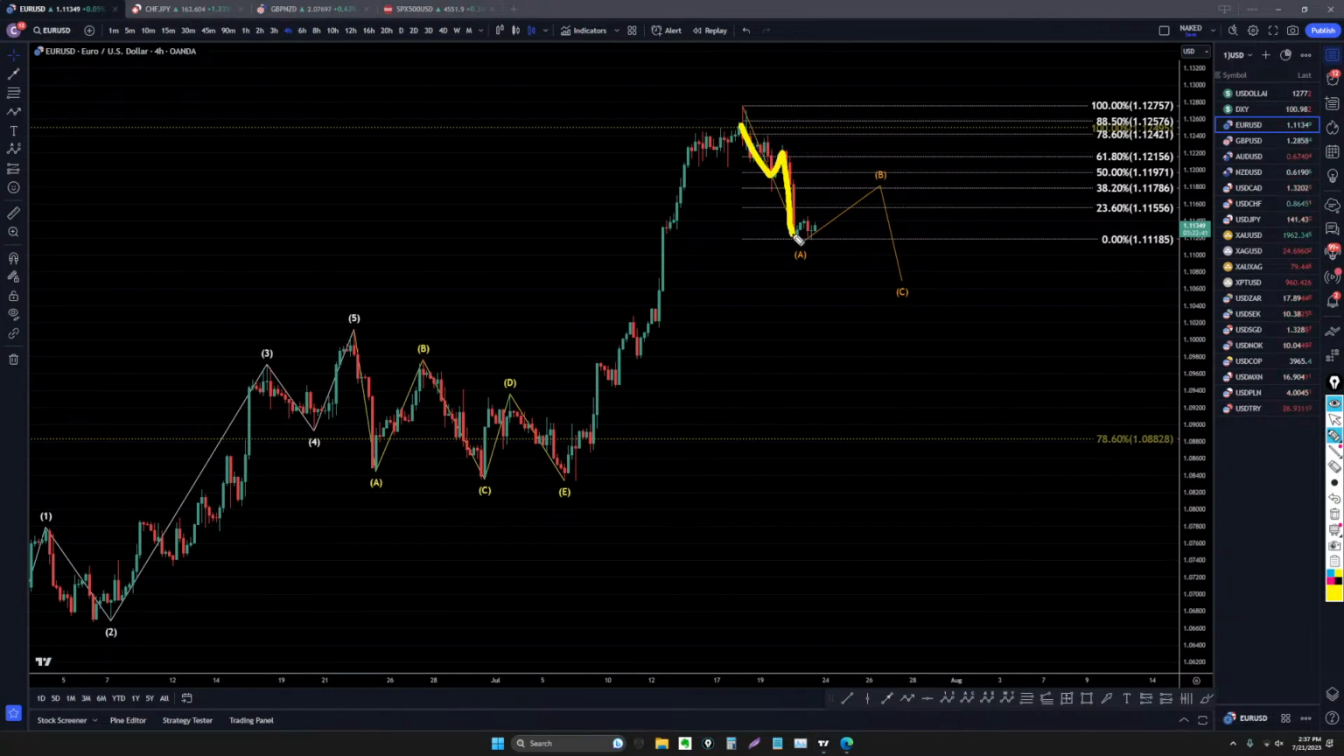I think this is a downtrend right here for the A. I think we're probably going to go up and make a wave B, probably up to one of these fib levels, and then probably back down again to make a wave C before we make an impulsive move up and probably go up one more time.